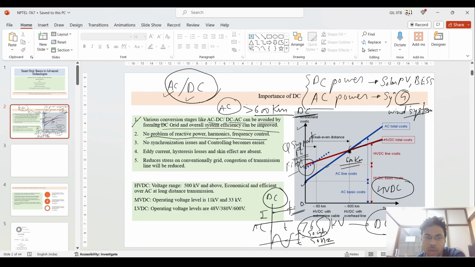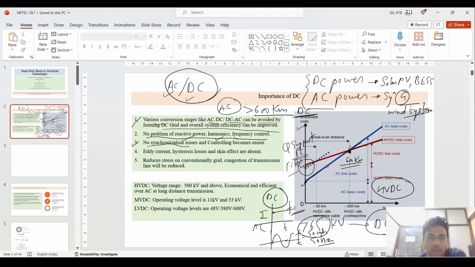So control is needed for controlling the frequency, the harmonics and the reactive power.